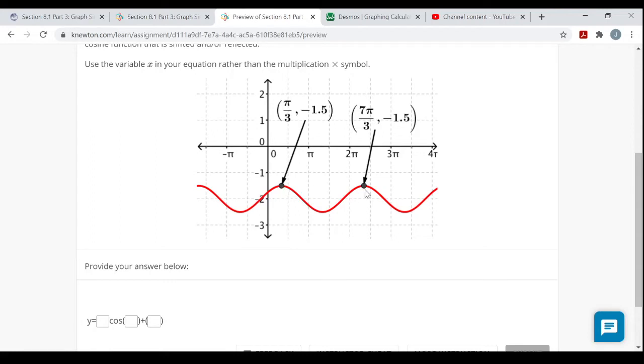So what's the period? Well, we're going from pi over 3 to 7 pi over 3. That's 6 pi over 3. That's 2 pi again. So the value of the b, I'll write this up again and come back to you with some paper.